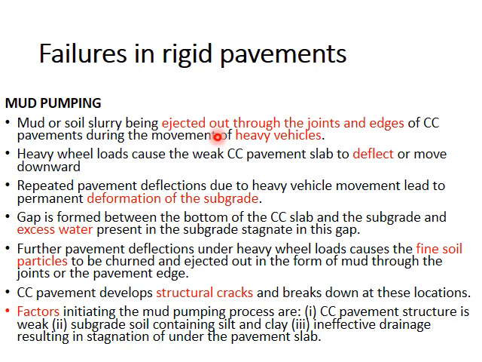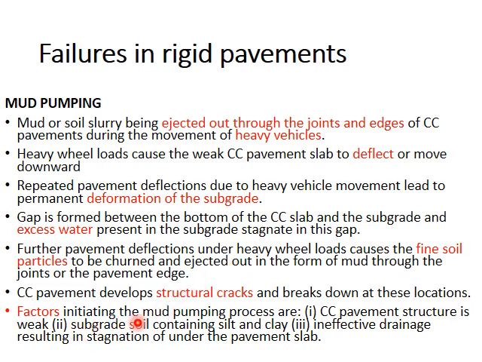Mostly this occurs due to heavy vehicle movement, because as heavy vehicles move, the slab deflects, and this deflection causes the subgrade to settle. In that settlement there will be some gap. There water will stagnate in a large amount and mud or slurry gets accumulated, and it gets churned and ejected out.